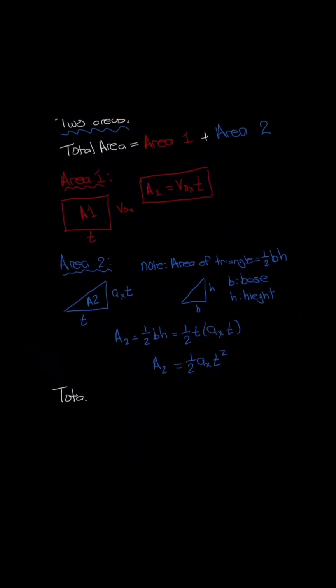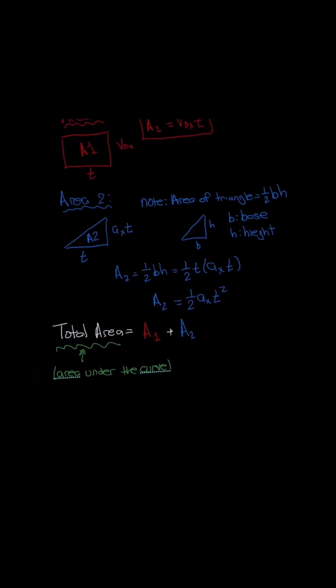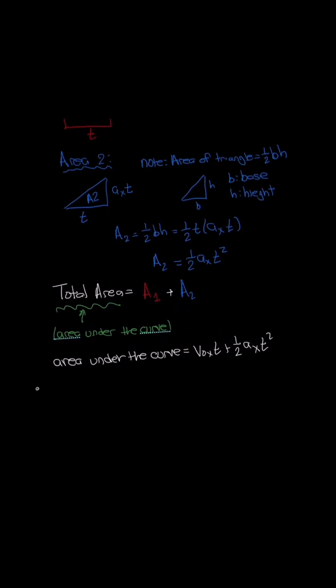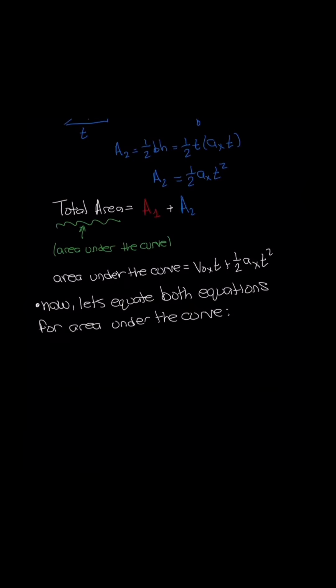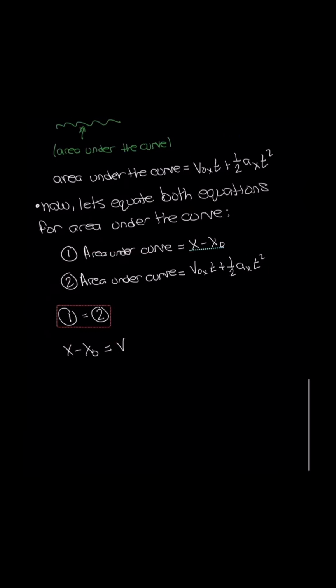Now we have everything we need to solve for the total area. Just remember that we're solving for the area under the curve. If we add area 1 and area 2, it's equal to VOXT plus 1/2 AXT squared. Now that we have two expressions for the area under the curve, we can equate both of them. The first expression and the second expression are right there. If we let 1 equal 2, we get this expression here.